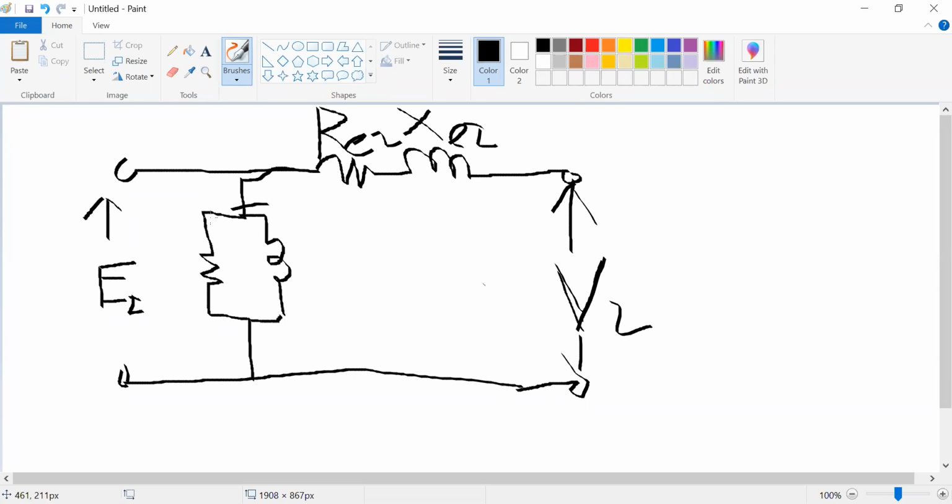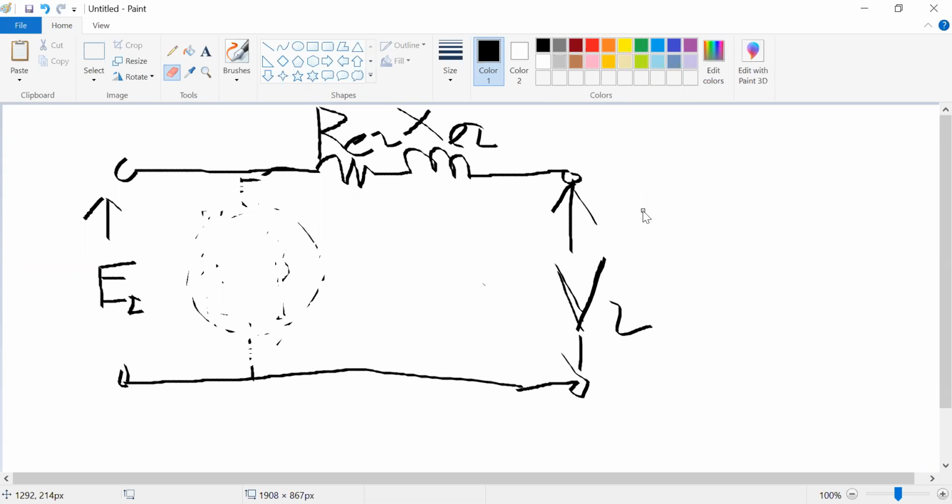If you neglect this shunt branch, since the shunt branch current is very small, we get the approximate equivalent circuit. So this is the approximate equivalent circuit of the transformer. If we neglect this shunt branch, this is the approximate equivalent circuit of the transformer referred to the secondary side.